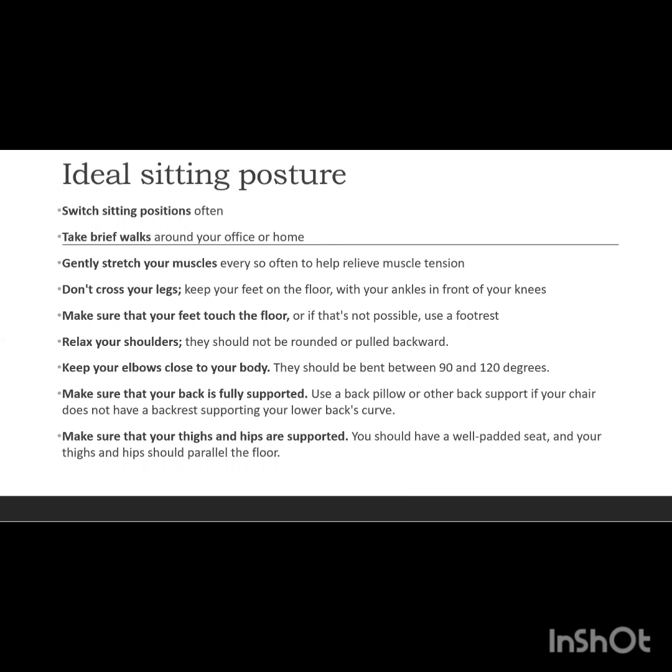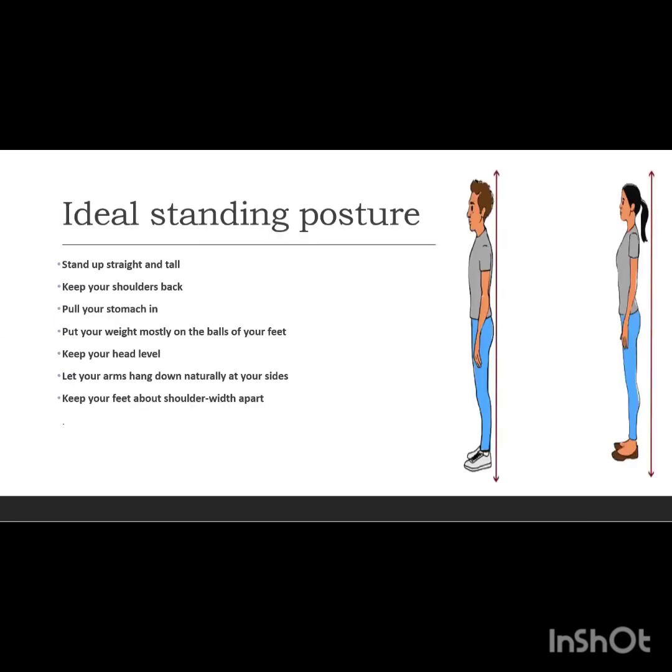So what is the ideal sitting posture? As we see in previous pictures, switch sitting position often and take brief walks around your office or home. Gently stretch your muscles every so often, which helps to relieve muscle tension. Don't cross your legs. Make sure that your feet touch the floor, relax your shoulders, and keep your elbows close to your body. Make sure that your back is fully supported and that your thighs or hips are also supported.